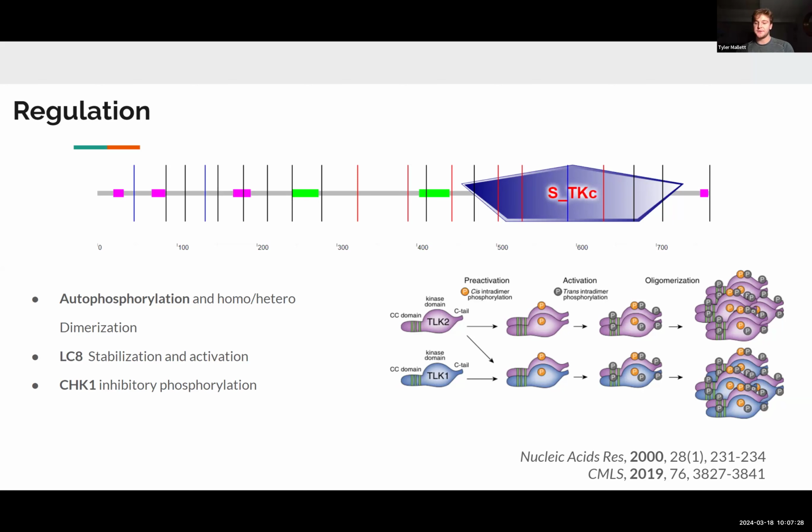Interestingly, no exogenous phosphorylation is required for the activation. This autophosphorylation process has been shown to be aided by a protein called LC8, which stabilizes those coiled-coil domains and facilitates dimerization to the active form in the nucleus. Conversely, TLK1 has been shown to be inactivated by another protein called CHK1, which phosphorylates site serine 695 in the kinase domain of the protein in response to DNA damage.